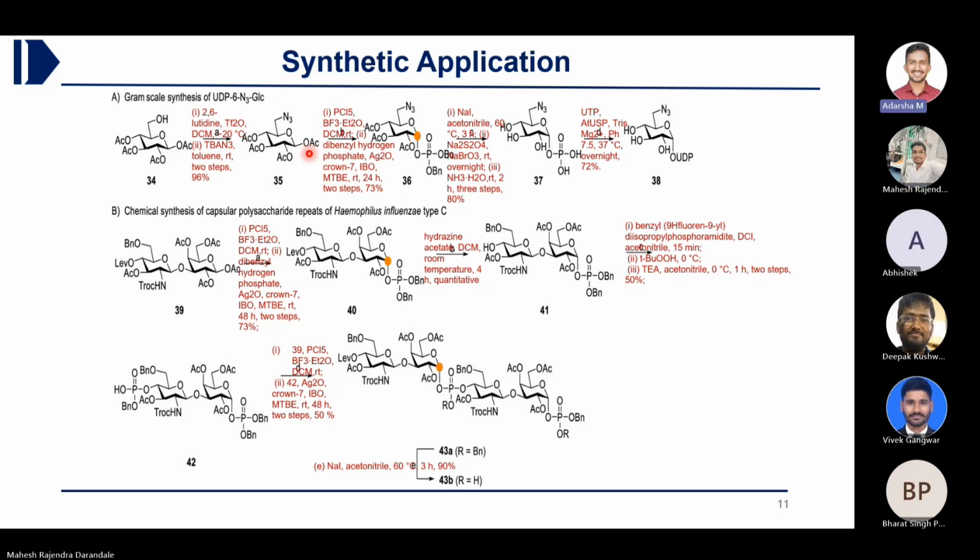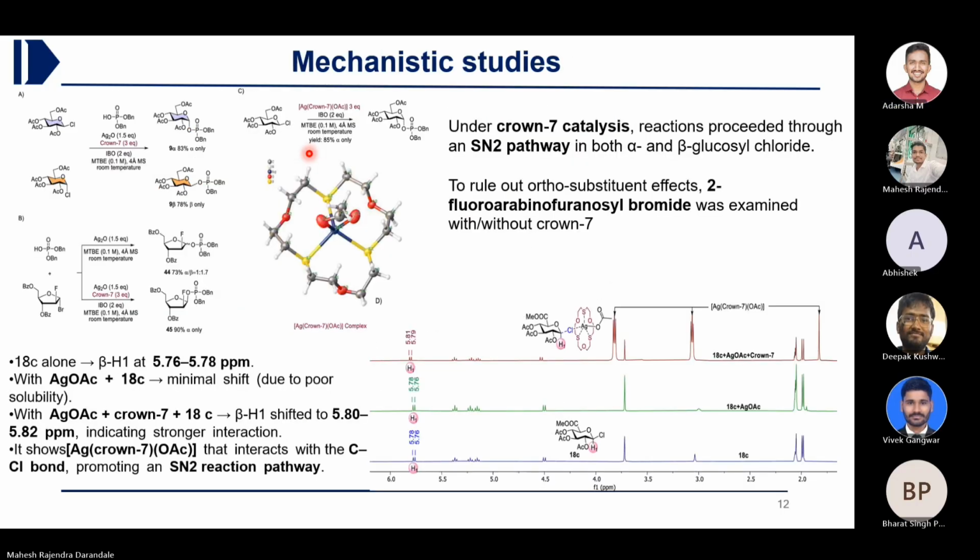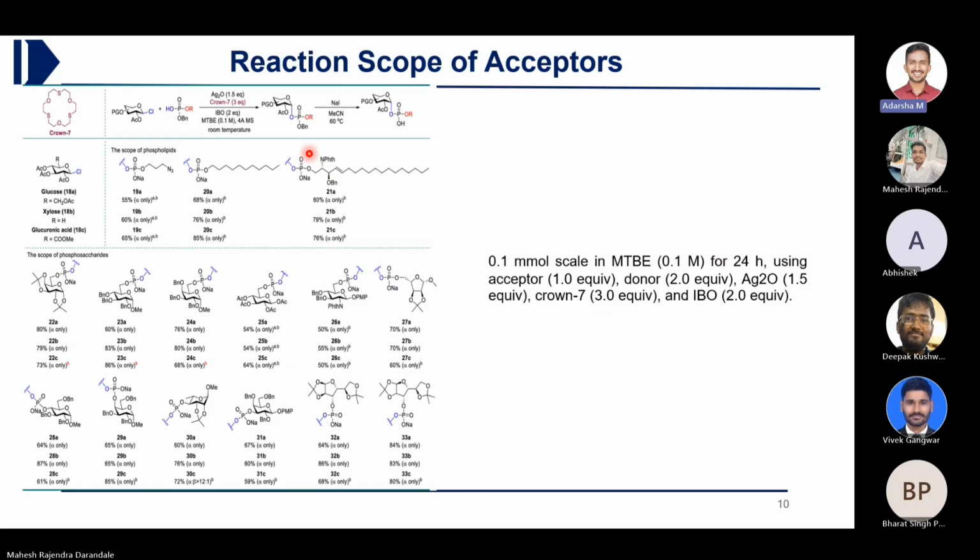Go to slide number 10. In the first line, the last reaction, removal of the Bn group, uses sodium iodide and acetonitrile at 60 degrees Celsius. Why I came to this one is that I was also supposed to do this reaction, and Bharat Bhaiya, I don't know what the update is of that reaction now. In one of the steps he had to do the debenzylation, and he thought of doing it with hydrogen and palladium on charcoal hydrogenation.